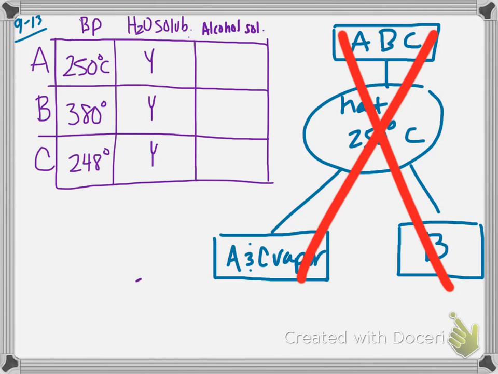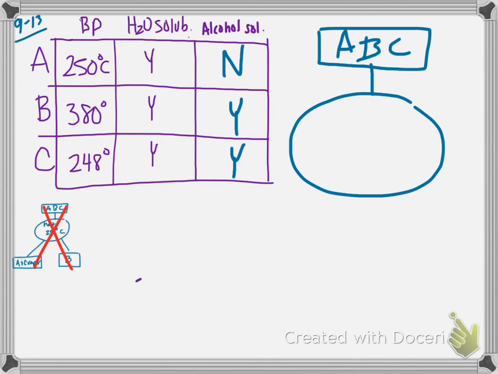So what if we say that this is not soluble in alcohol, but these two are? Do we now have a way to separate A? Yeah, we do. We've got a solubility. It's not water, but we do have a solubility difference. So how could we design a flow chart to separate out A? What would the first step in your separation process look like if you want to separate out your A first?